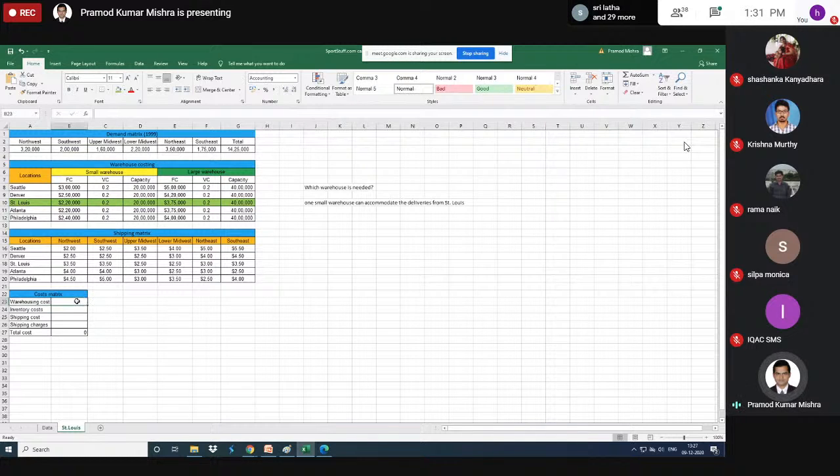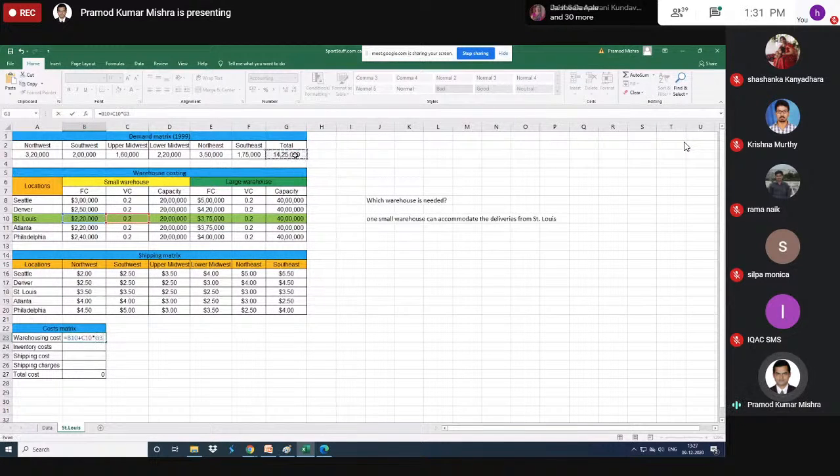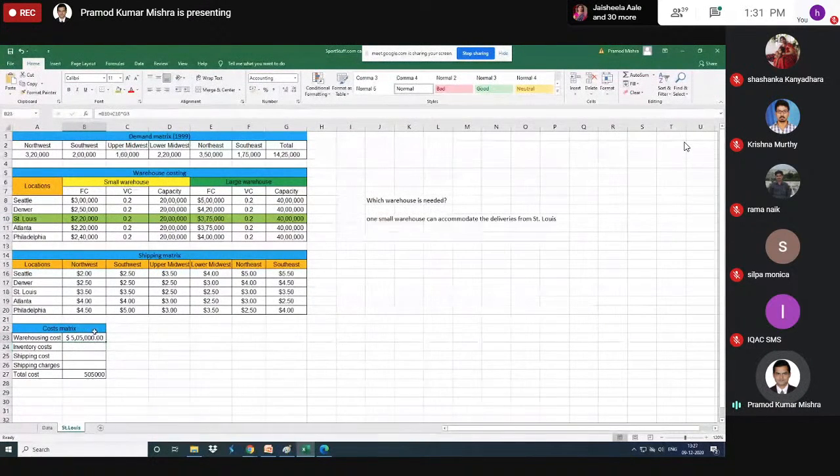Once we decide on a small warehouse, what is the cost? I just keep the cursor here. Let me increase the size a little bit. Okay. So the fixed cost. Any location has a fixed cost. So what is the fixed cost? This is the fixed cost: 2,20,000 for a small warehouse in St. Louis, plus the variable cost, this one, $0.2 into the amount that is flowing from that warehouse, 14,25,000. Then the value you get is this one, right? This is 5,05,000 US dollars that the company is going to spend as far as the warehousing cost is concerned.